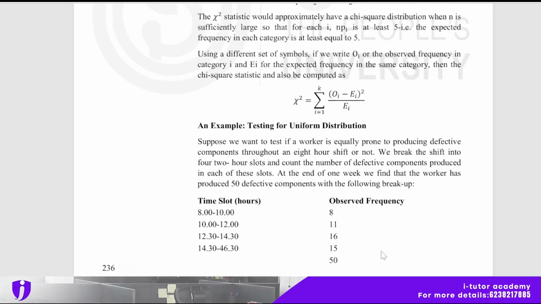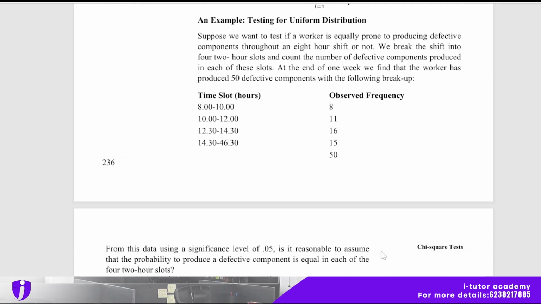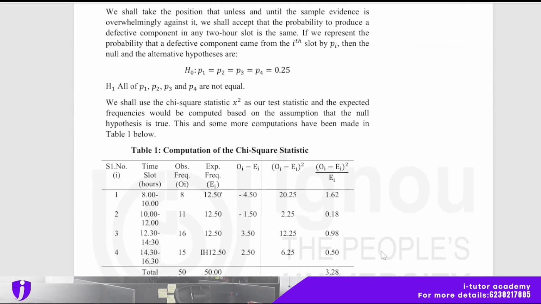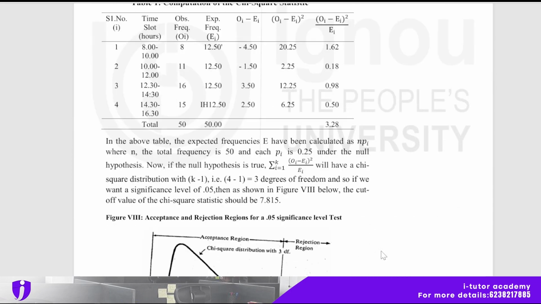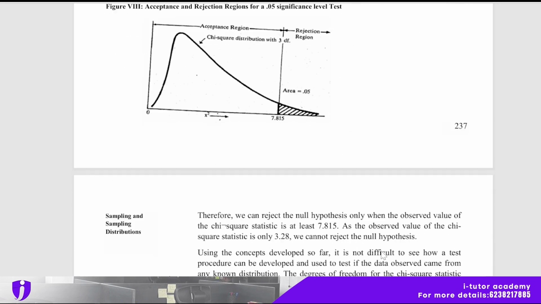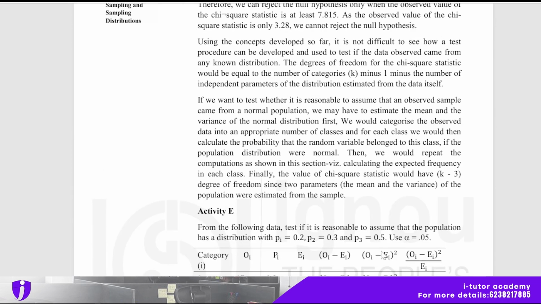So only with the example can we explain this, and testing for uniform distribution. So time slot and observed frequencies are here. This is the example, and based on that there is a computation of the chi-square statistic also here. And the next figure is the acceptance and rejection region for a 0.05 significance level test, and the activity is here based on this.